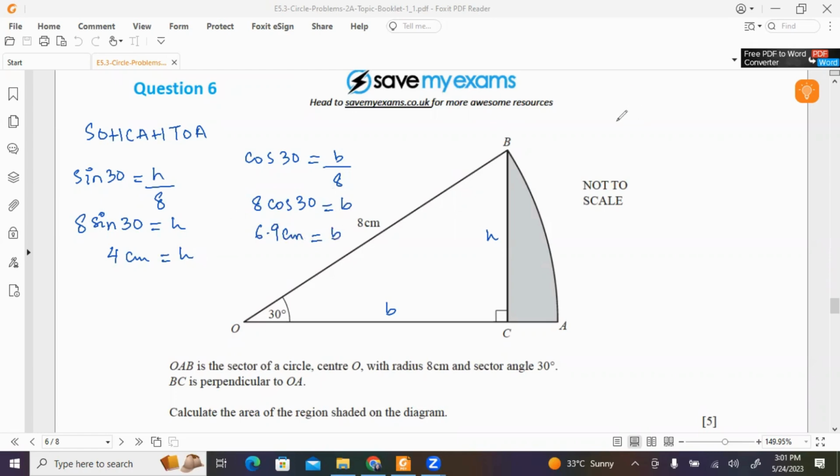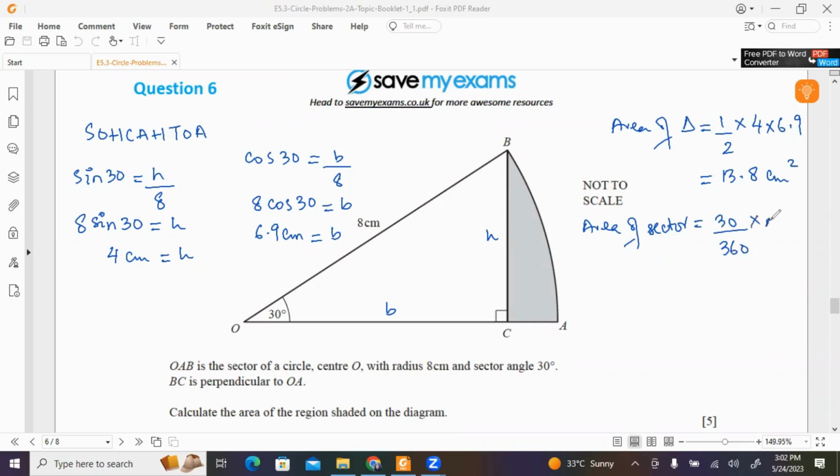So now for the area of the triangle, I'm going to do 1 over 2 times 4 times 6.9, which is 13.8 centimeters square. Now for the area of the sector, what I'm going to do is 30 over 360 times pi times 8 squared. Since the radius is 8.